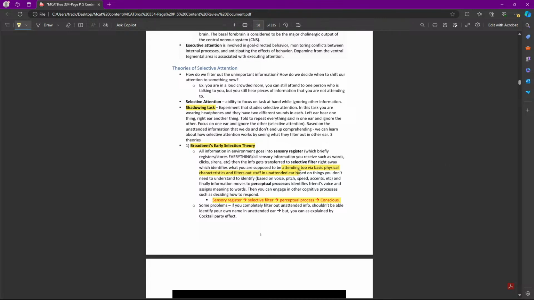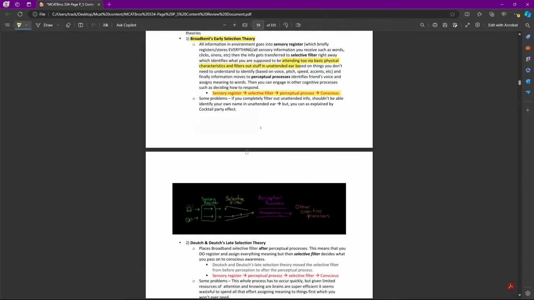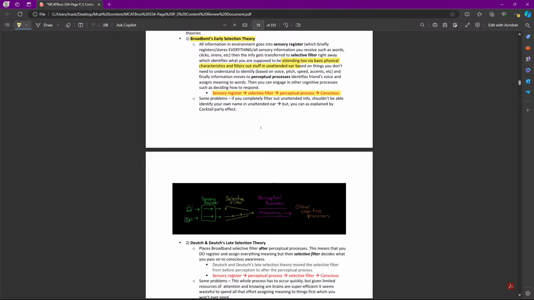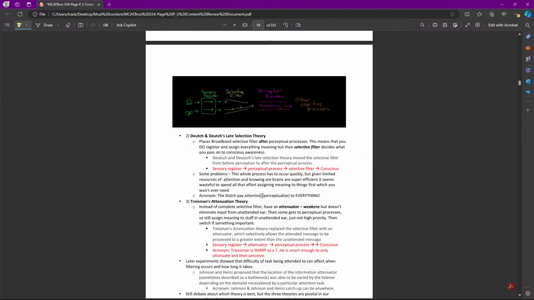Some problems: if you completely filter out unintended information, you wouldn't be able to identify your own name in an unintended ear, but you can explain this by the cocktail party effect. So this is just a diagram showing that you're collecting all the stimuli, it goes through a sensory register, it goes through a selective filter, perceptual process determines the meaning, and other cognitive processes. Okay.